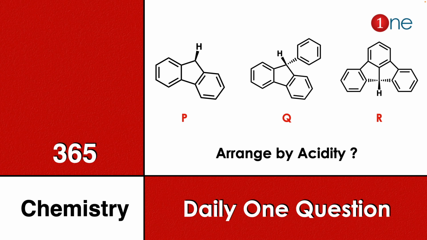Here you have P, Q, R. P is the fused ring system with 2 phenyl and 1 pentane. And Q, you have the same system with one more phenyl attachment. Then you have R, 2 five-membered rings with 3 phenyl groups. You have to arrange these 3, P, Q, R, in acidity order.